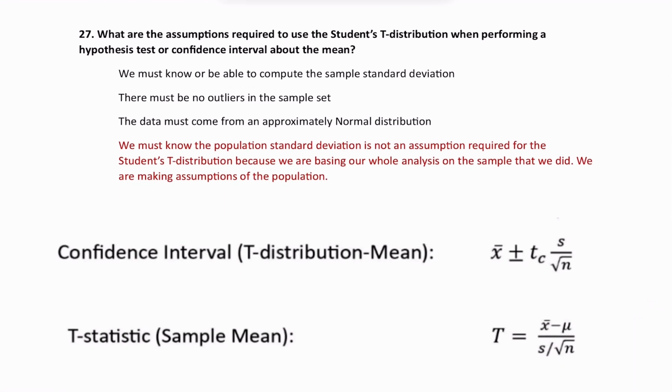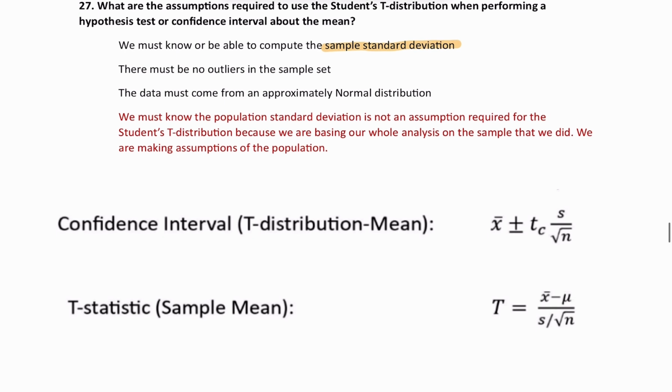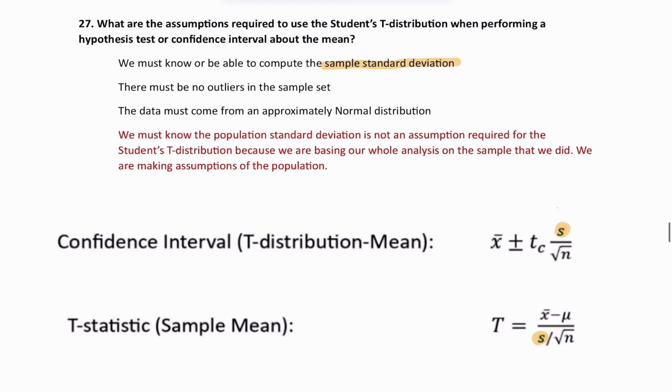Number 27, what are the assumptions required to use the student's t-distribution when performing a hypothesis test or confidence interval about the mean? Okay, so a couple things that you'll need to know for the student's t-distribution assumptions is that you need to have a sample standard deviation. This one's easy to remember because when we do anything with the t-distribution, you're going to be using the sample standard deviation inside of your equations there. Here, you want to make sure that there's no outliers in your data set. If there are, you want to eliminate them or figure out an adjustment for those. And the data must come from an approximately normal distribution.